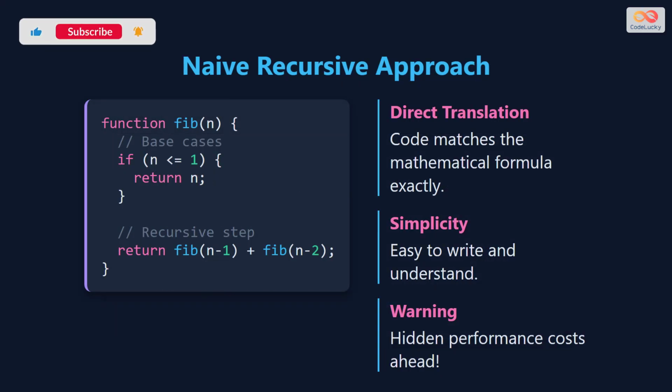The most straightforward way to implement this in code is using recursion. Here is a JavaScript function that does exactly what the math says. If n is less than or equal to 1, we return n. Otherwise, we call the function recursively for n-1 and n-2 and add the results. It looks clean and simple, but there is a catch.